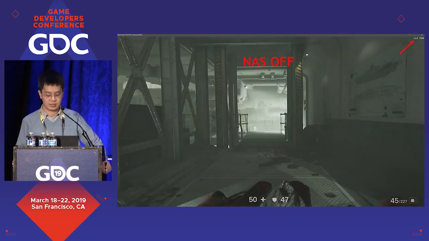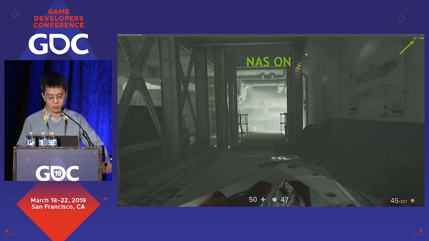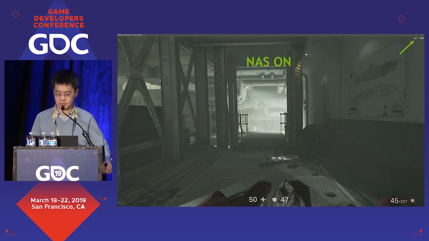Here's a screenshot with NAS off. It is running at 116 FPS. When we turn NAS on, it is running at 127 FPS. Apologies that there are 2 frames, those 2 frames are not exactly the same. There's some lighting changes on the weapon on the ground. But also, I'm not expecting you to see any image quality difference on this projector. Even on a professional 4K monitor, they look almost identical.